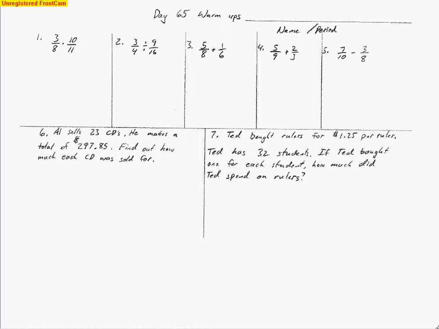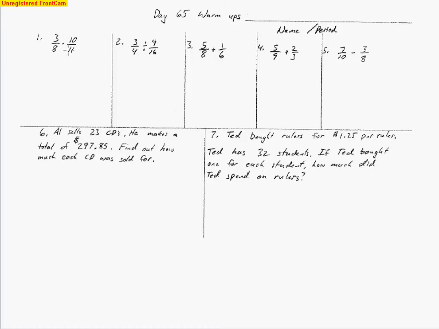These are the worked out solutions for day 65's warm-ups. So let's take a look at the first one here. We're multiplying two fractions. So when we multiply, we look for cross-canceling. First thing I'm going to do is look at the numbers diagonal from one another.